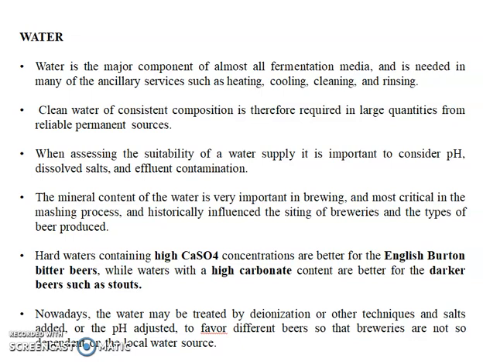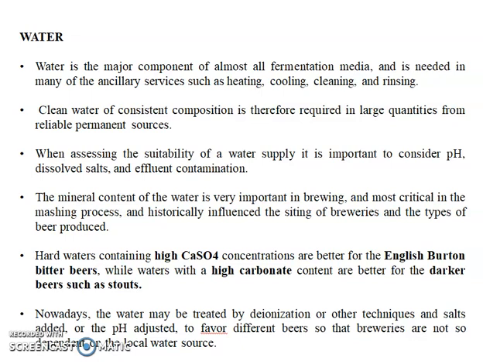Normally, hard water containing a high concentration of calcium sulfate, CaSO4, is suited for the production of English Burton bitter beer. For English Burton bitter beer, we need a high concentration of CaSO4. Water having high carbonate is suitable for the preparation of darker beers such as stouts. Nowadays the water is treated by deionization or other techniques, and salts are added and the pH adjusted to favor different beers, so that breweries are not so dependent on the local water source.